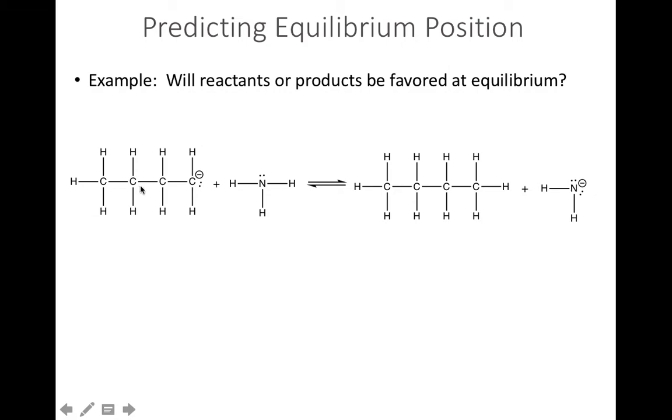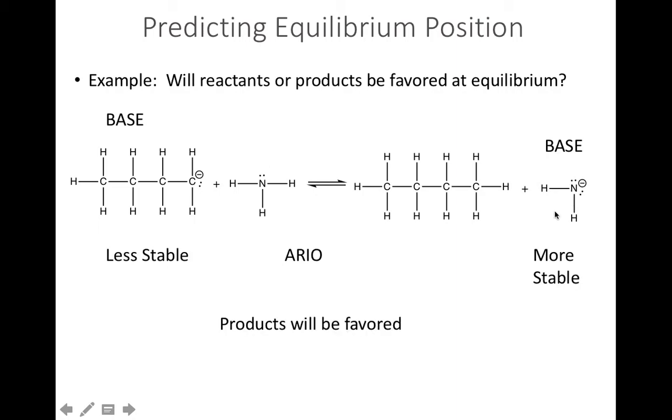Again, we use ARIO. I've got the two bases, so first I look at the atoms. I've got a negative charge on a carbon versus a negative charge on a nitrogen. Our first criterion is what we're going to use to decide which one is more stable. They're about the same size because they're both in the same row, so then we go to electronegativities. Nitrogen is more electronegative than carbon, so this base is more stable than this one. The side that has the more stable base is the side that will be favored at equilibrium.